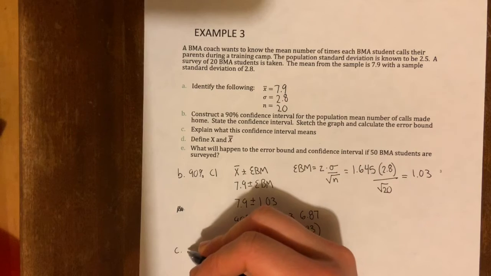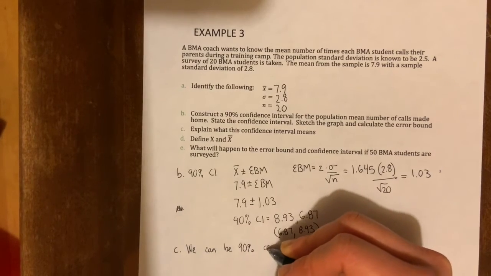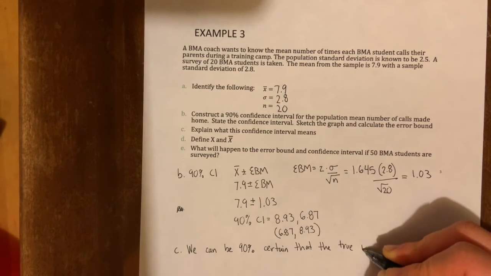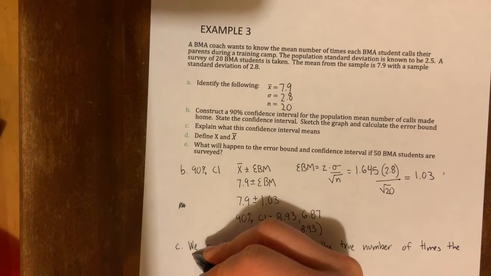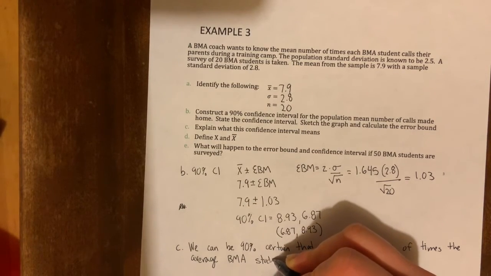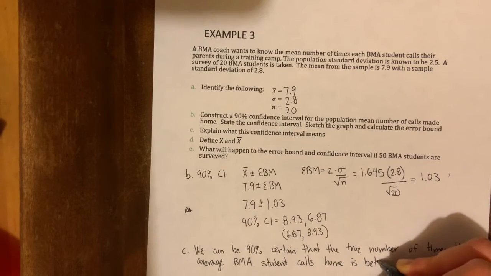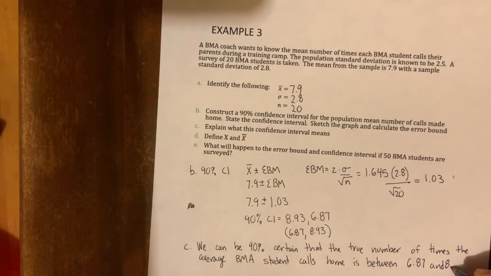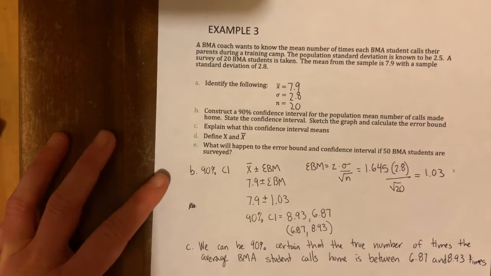What does this confidence interval mean? It means we can be 90% certain that the true number of times the average BMA student calls home is between 6.87 and 8.93 times. All right, moving on.